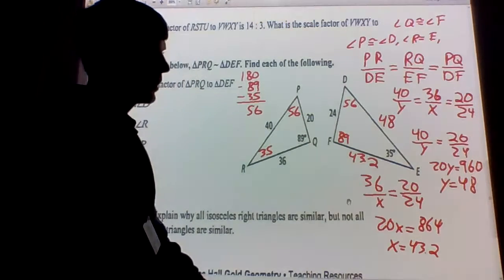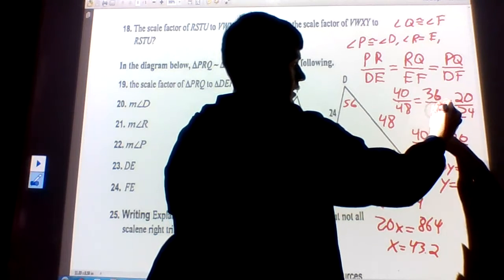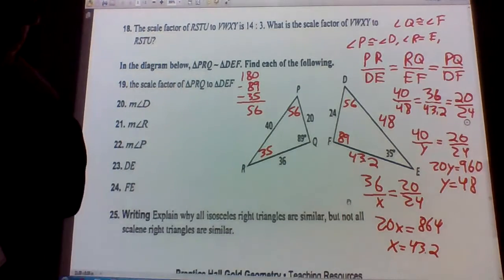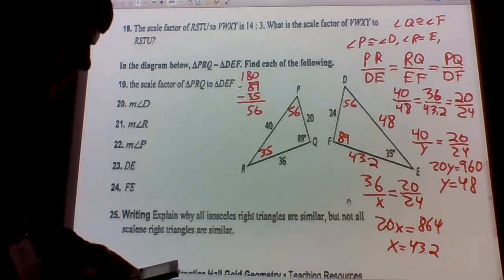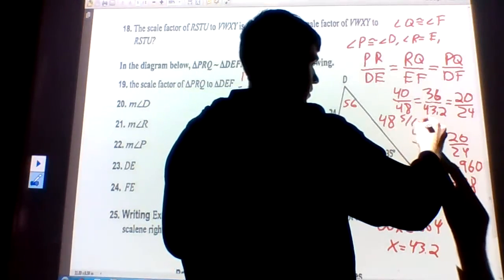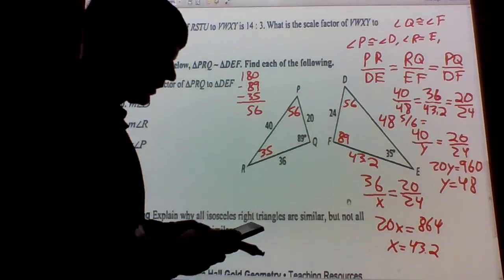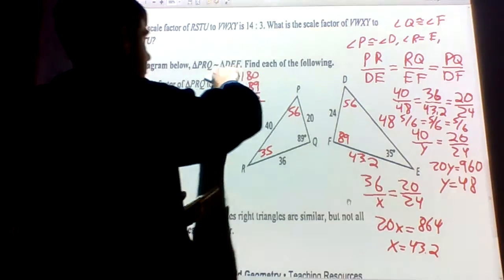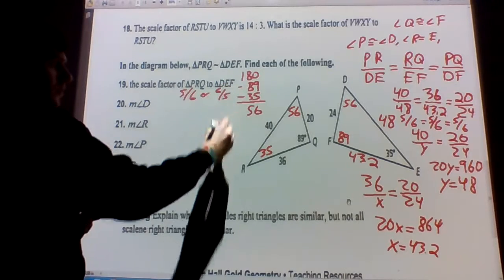If we want to check our answer, we can plug them back in. 40 divided by 48, 36 divided by 43.2, and 20 divided by 24. If we divide all those out, we're going to end up getting 5 over 6, right? 40 divided by 48 is 5/6. Okay, 36 divided by 43.2 is 5/6, and then 5/6. So your scale factor is 5/6, or 6/5 if you went the other way.